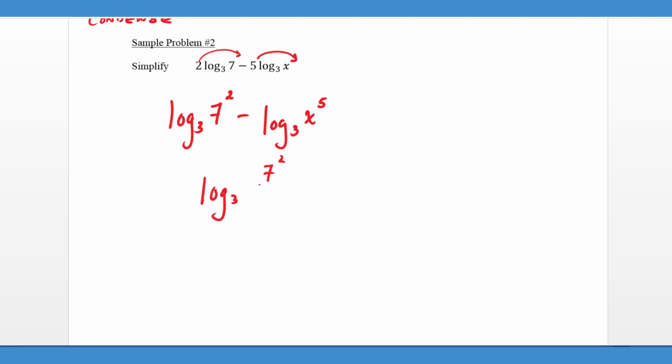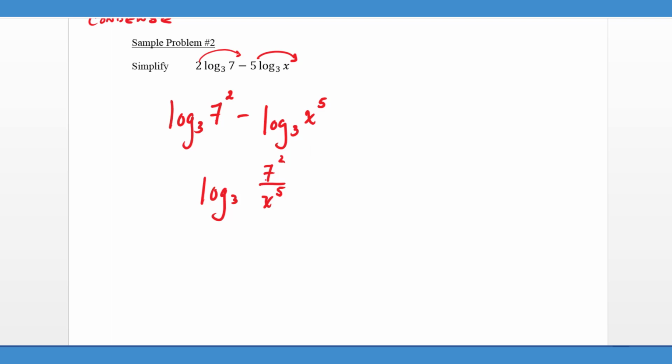So in sample problem number 2, we'll start by making 2 go back to an exponent. So log base 3, 7 raised to the second power. And same thing with the 5, log base 3, x raised to the 5th power. Now subtraction leads us to division. Keep in mind, when we condense here, we are absolutely going to one single statement. The log statement does not go on both top and bottom of the division. It's just one single log and division.